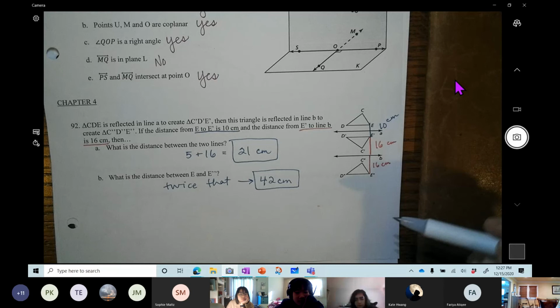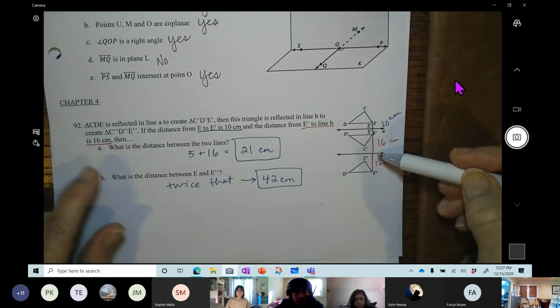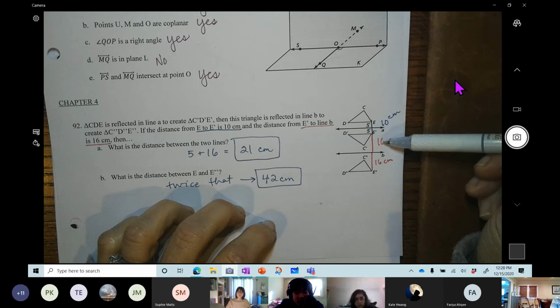5, 5. And then it says from E prime to B, that's why I did it in red, is 16. So then I added this one to go to E double prime to give me 16. So they're all balanced now. 5 to 5, 16 to 16. And it says, what is the distance between the two lines? So line A is here, line B is here, this part is 5 and this part is 16. That's 21.